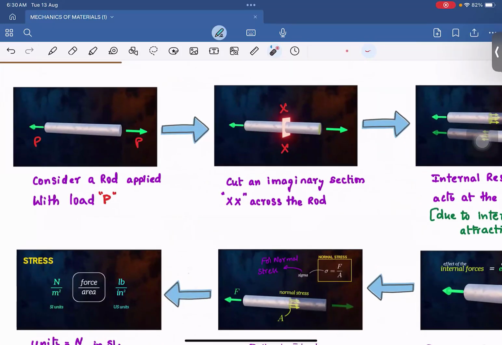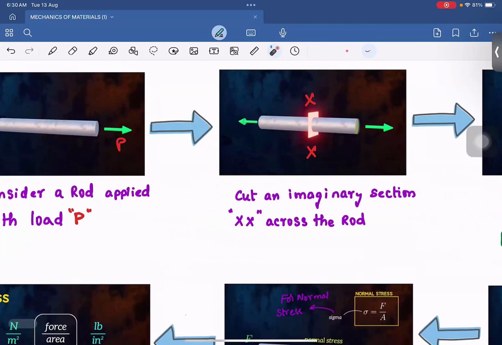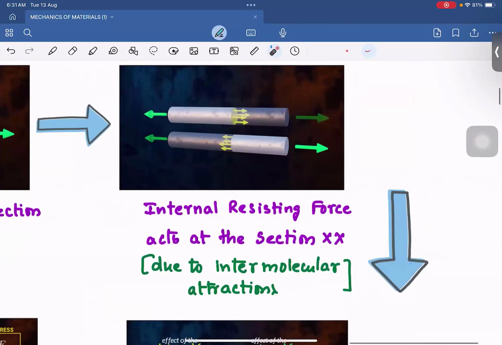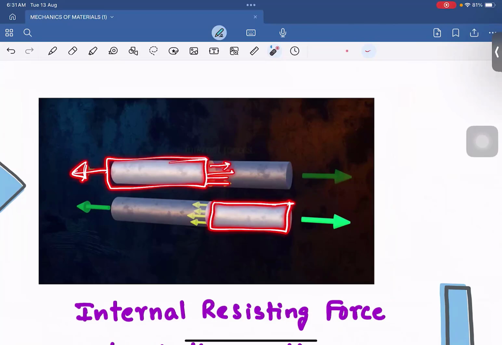Now I will show you some pictorial explanation. It's very simple. Suppose I have considered a cylindrical rod here and applied a load on either side, trying to pull it. Then what happens inside? Let's cut a cross section. As I have shown here, I have cut a cross section. Now, if I look deeper, there will be internal resisting forces against the applied load. This half of the body will get resisting forces in this direction. This other half of the body will get the resisting forces in the opposite direction.